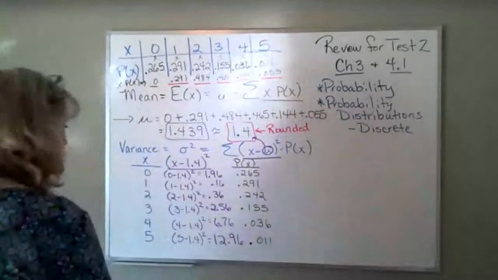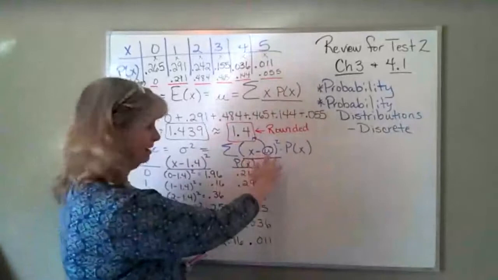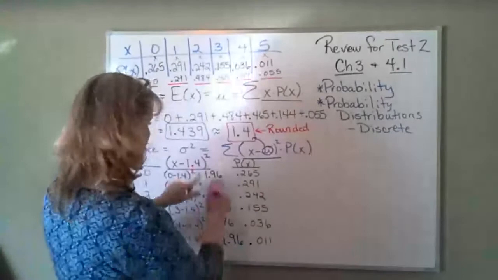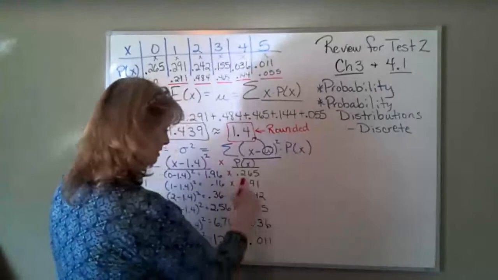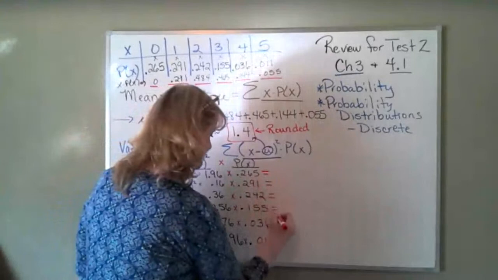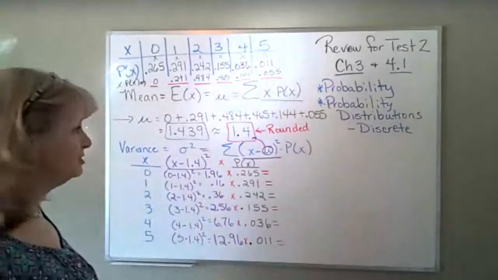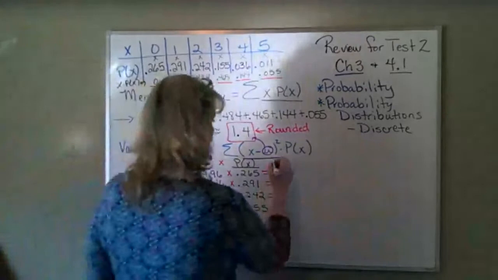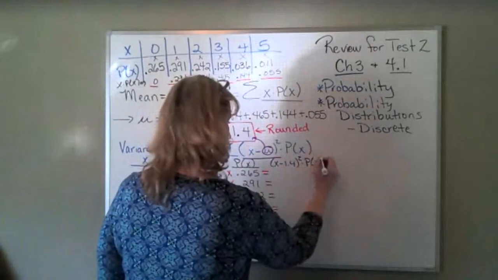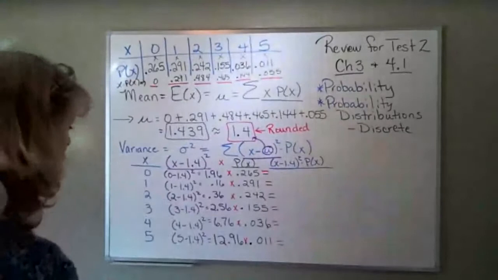Then what the formula is telling you to do is to multiply this number, the x minus mu squared, times the probability for each number. So I'm going to do this times this. For all of these, I'm going to take this purple number and multiply by that number in black. That's going to give me 6 products. Those 6 products are the things I'm going to add. So what I'm doing here is the x minus 1.4 squared times p of x. That's what I'm doing in this last column. And this one I'm not going to be able to edit so much.